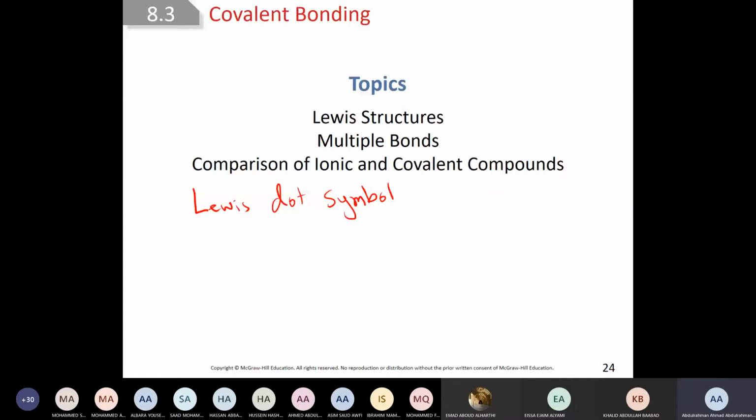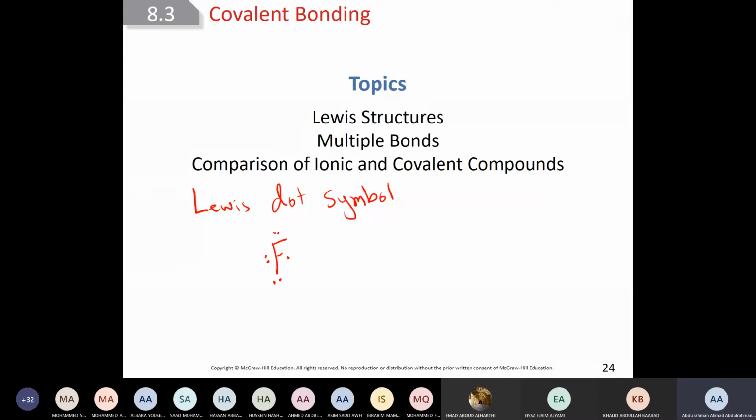What's the Lewis dot symbol for F, for example? Yes. 7 dots. From where did you get these 7 dots? I memorized it. No, from the periodic table. Yes, you need to memorize it, but put it in the periodic table. Tell me it's from the periodic table. Look at the periodic table, and you have to know from where this symbol comes.